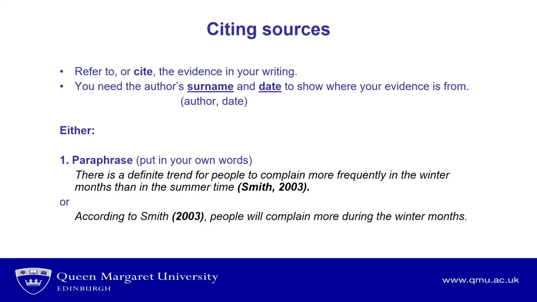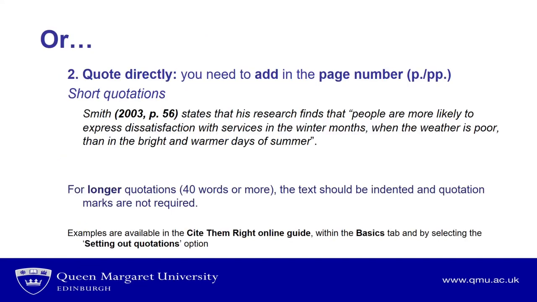However, if you choose to include the author within your sentence, as you can see in the second example, you don't need to include the author's name again within the round brackets, the citation. You just need to put the year, as you can see.